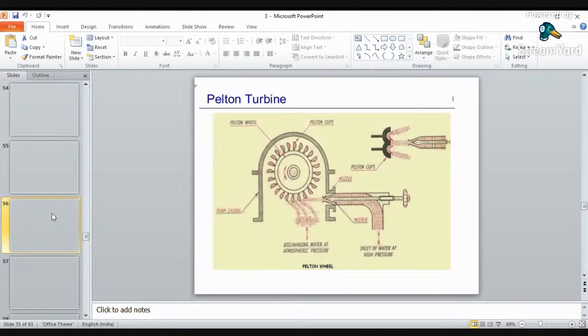The generator is attached to the shaft. Below that there will be a shaft attachment and runner which converts the mechanical energy into electrical energy. Okay, so what is the application of this Pelton wheel turbine?